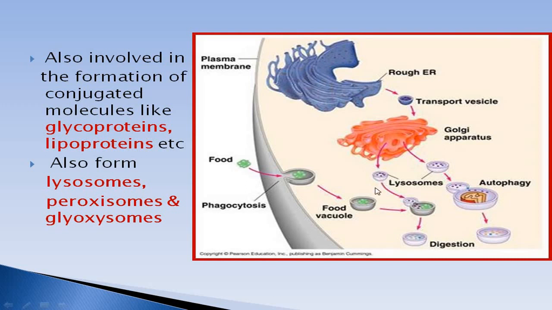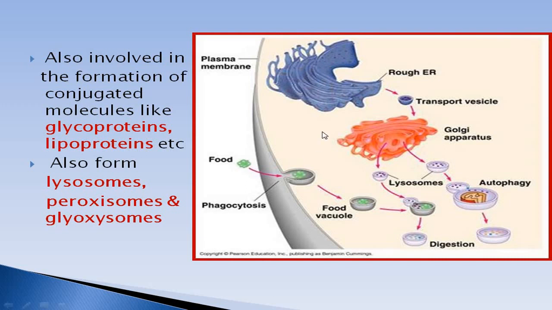They help in the digestion of food which is taken in by the cell as food vacuole, and they are also used for the destruction of old and damaged parts of the cell. So, the Golgi apparatus gives rise to lysosomes, peroxisomes and glyoxysomes. Peroxisomes and glyoxysomes are also structures similar to lysosomes.